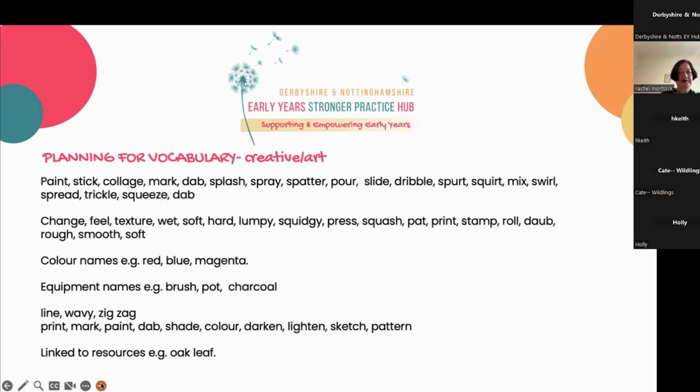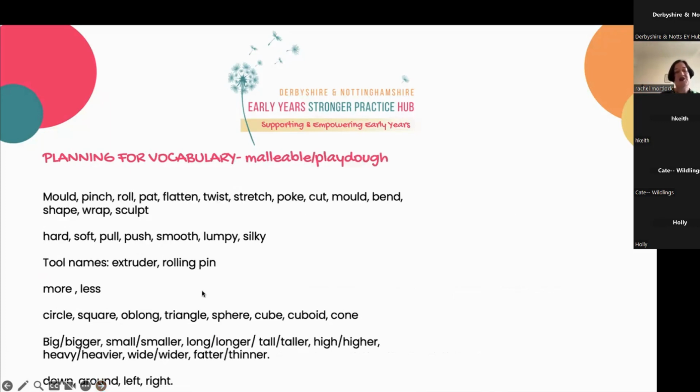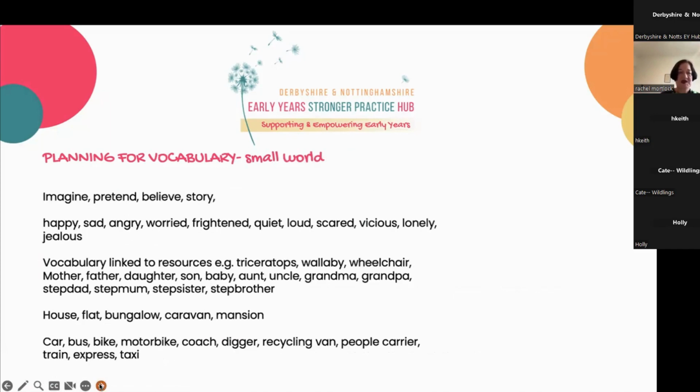Some creative and art ones there as well. So some technical language. And again, when we're doing things like printing with children, it's not a leaf, it's an oak leaf or a horse chestnut. So really taking those opportunities to put in that very specific language as part of what we're doing as well. I'm just scrolling through those examples, but you'll get them afterwards. Small world, about opportunities to talk about emotions as part of that. Role play would be very similar, and also things that might be linked to the resources that they've got.